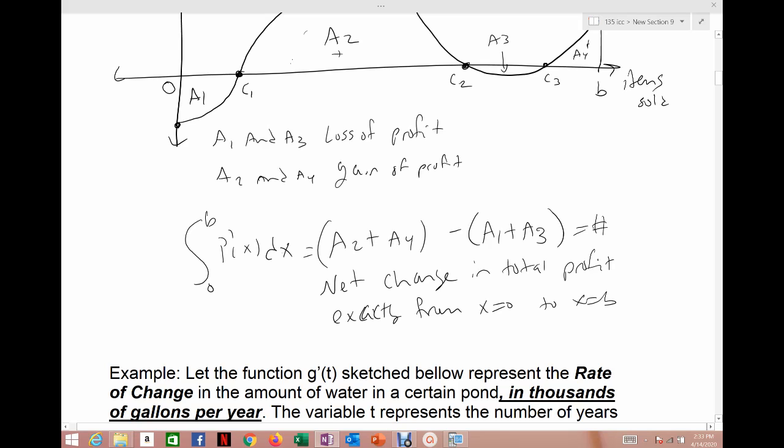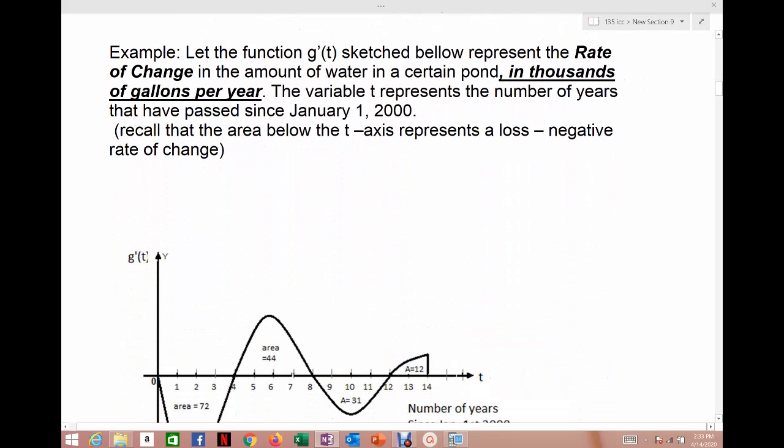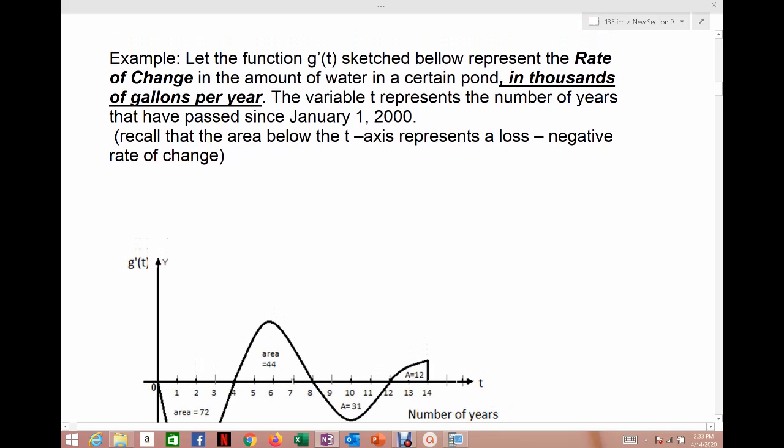So we're going to do an example of this in a social science example, with actual numbers. Suppose we're given a g prime of t, so it's a derivative. It represents the rate of change in the amount of water in a pond. It's how ponds increase and decrease in water based on seasons and years. Sometimes there's drought, sometimes there's flooding. This graph models the change, how fast the water is increasing or decreasing over the years. I have to remember everything's in thousands of gallons per year.